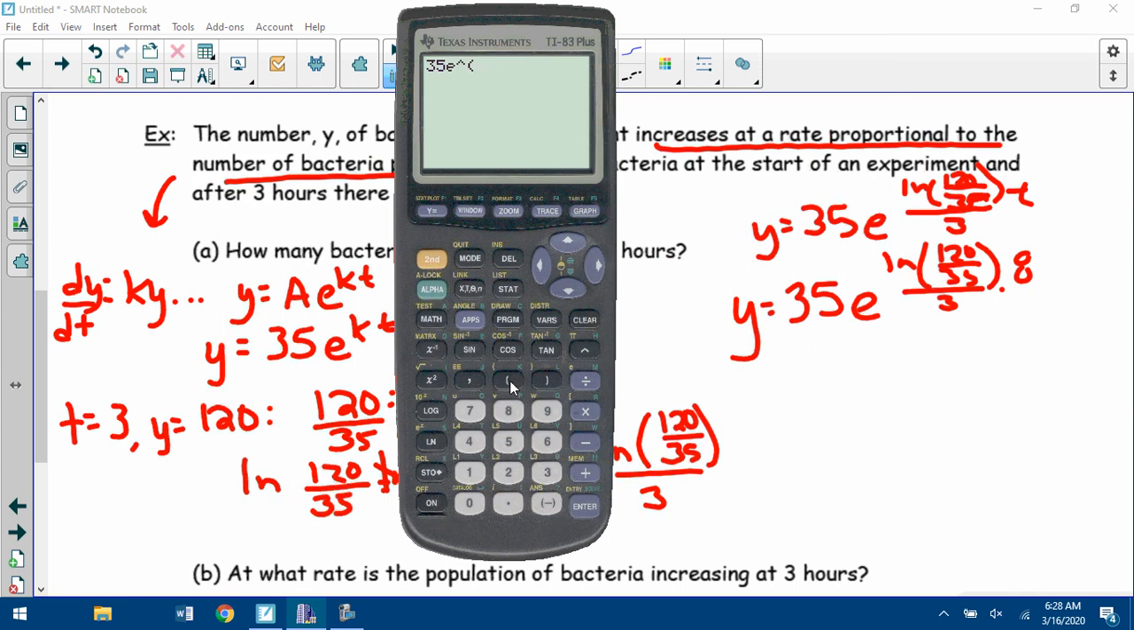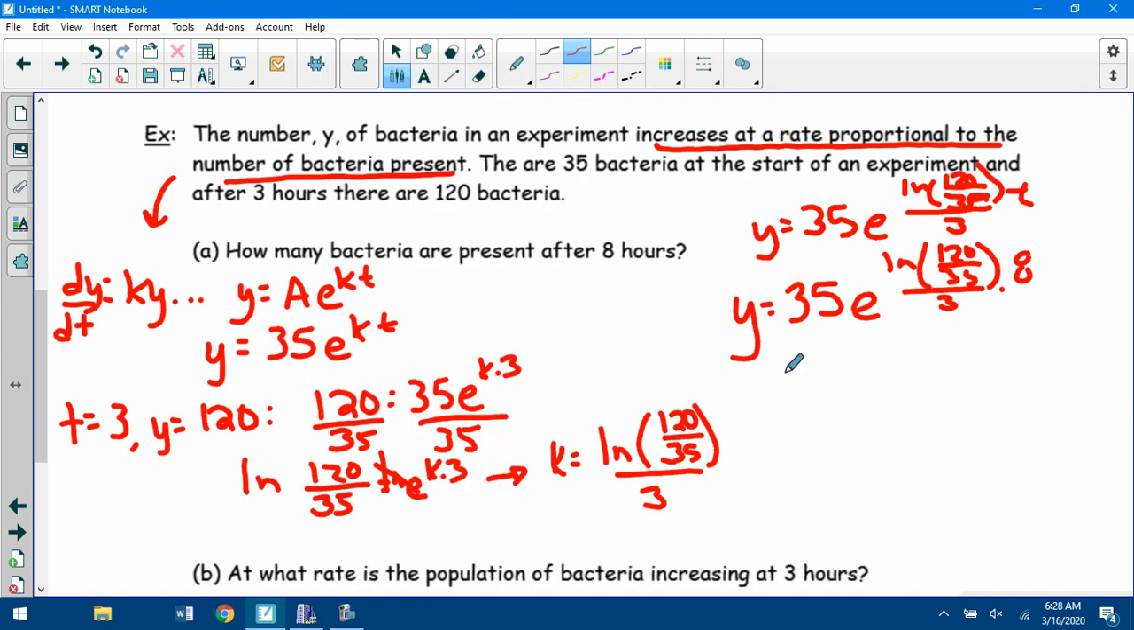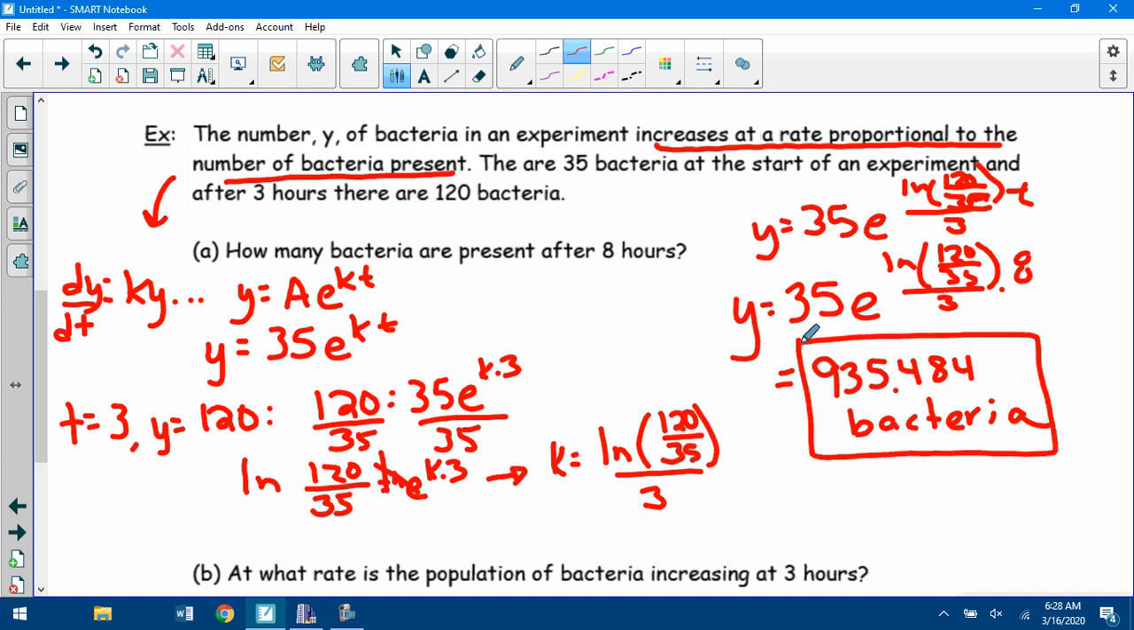35e raised to the, I'm just going to write in parentheses, ln of 120 over 35 divided by 3, parentheses, times 8, parentheses. So everything's in the exponent, first piece times 8. And I end up with 935.484 bacteria. Good. Again, all just pre-calc.